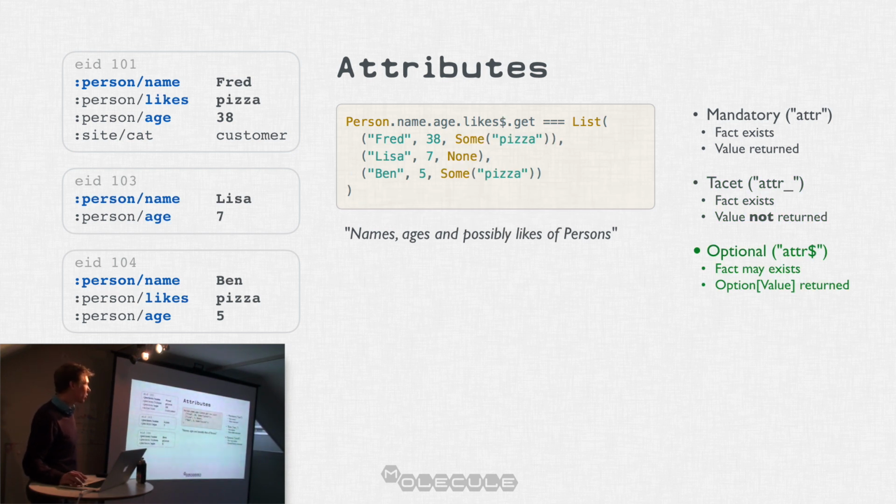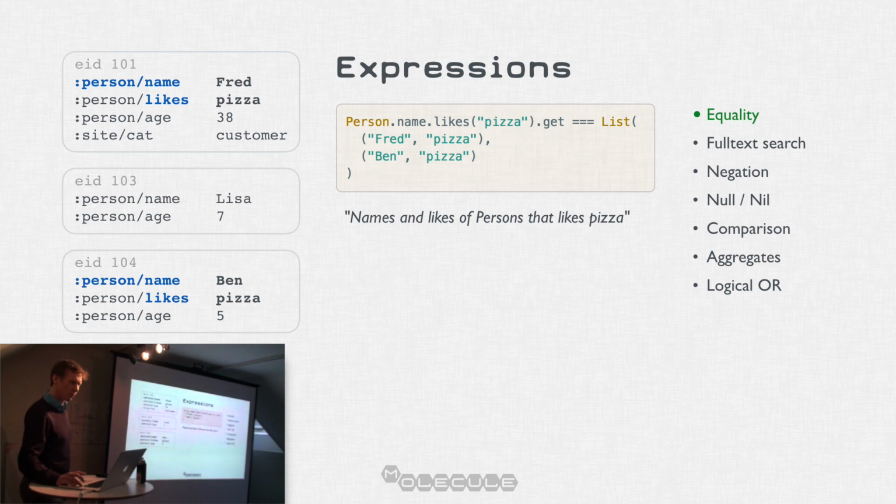We can also have an optional value. That's how we get Lisa also. In her case, we just get a None, because there's no likes. And for the others, we get an optional value, Some value. And we can start narrowing down the query result, and then we come into the question of narrowing down the result set. So we can apply a value to the likes attribute. So we only get those who like pizza. So we only get Fred and Ben in this case.